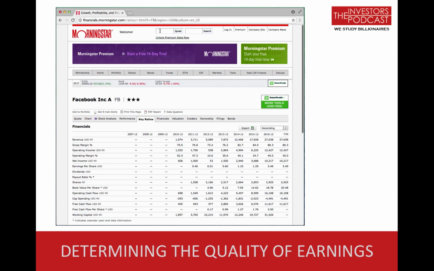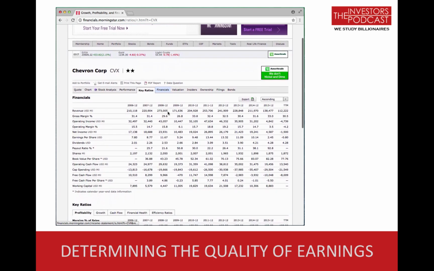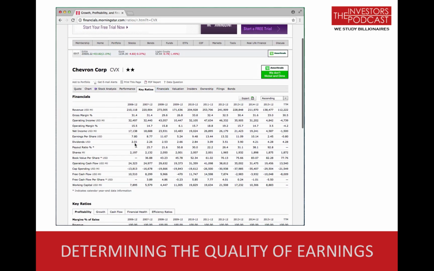So now let me do this with another company. Let's do this with Chevron. Okay, so we just typed in Chevron and CVX is the ticker, and it brought you back to this key ratios tab. And so if we're looking at the net income, you can see here's the number for the net income. These numbers are in millions. So that would be 17 billion, 18 billion.